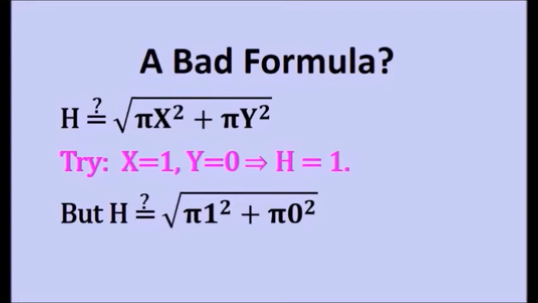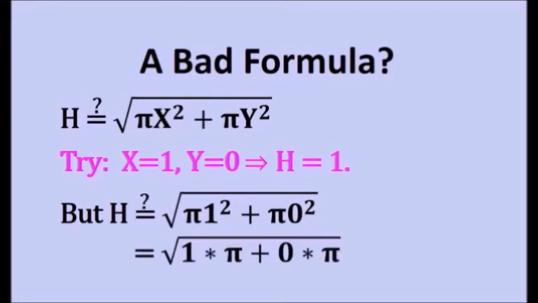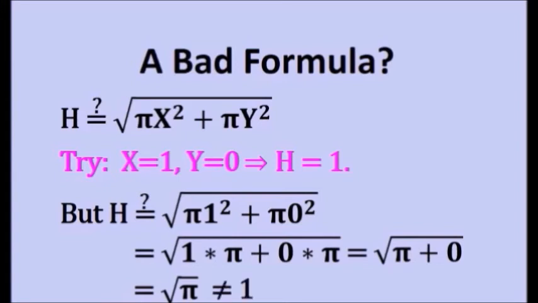Since 1 squared equals 1, this becomes the square root of 1 times pi plus 0 times pi, which equals the square root of pi plus 0, which is just the square root of pi. But the square root of pi, the number that multiplied by itself is around 3, clearly is not 1. We can therefore see that we better not trust this formula. It clearly doesn't work. We can even see that any number other than 1 in front of x squared or y squared will give a bad result.